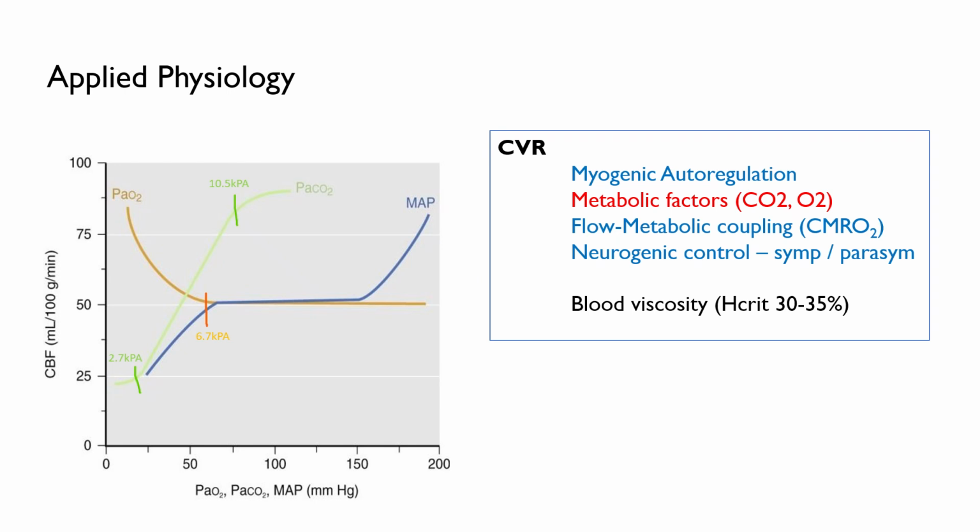So O2, demonstrated by the orange line on the graph, shows that above a PaO2 of 6.7, there's limited change in cerebral blood flow. But at this inflection point, at lower values of PaO2, vasodilatation occurs and cerebral blood flow increases.